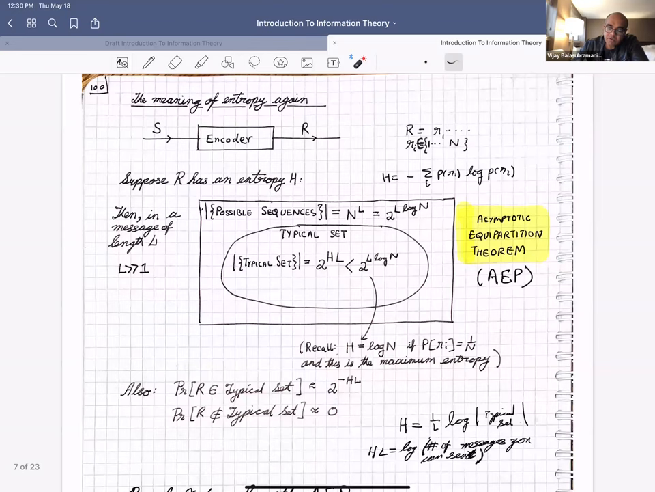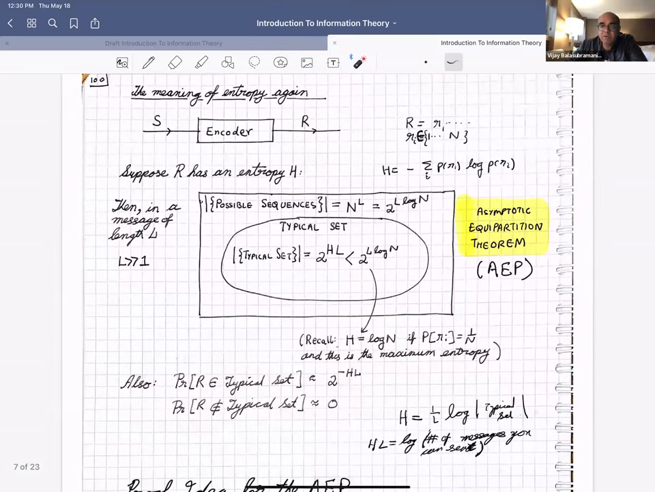So there is a famous and super important theorem called the asymptotic equipartition theorem. Suppose you draw a sequence of symbols from a distribution with an entropy H. Suppose I want to transmit a message of length L, where L is very large. Clearly, the number of possible sequences that I could send is N to the L, where N is the number of possible symbols I could have used. So that's 2 to the L log N.